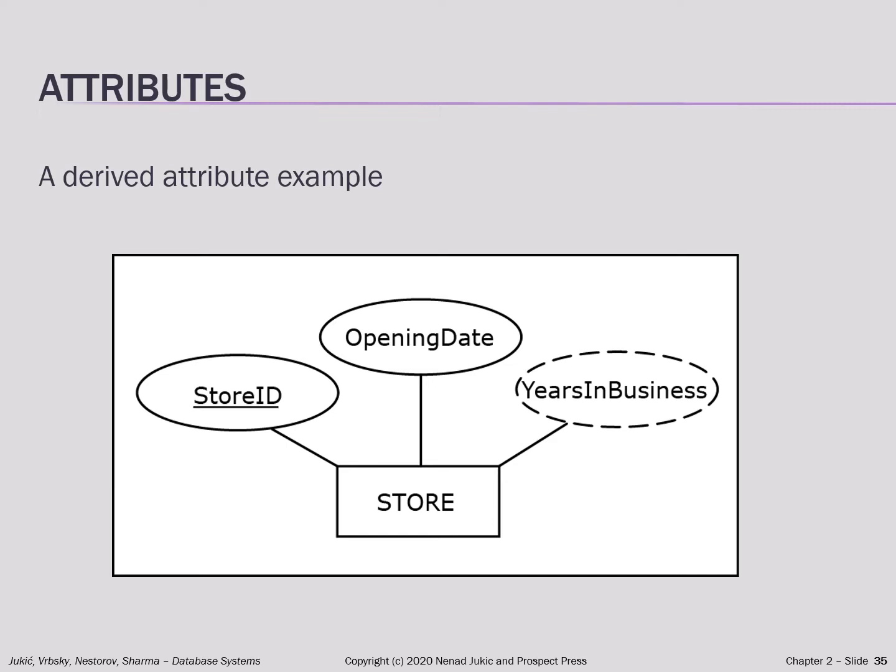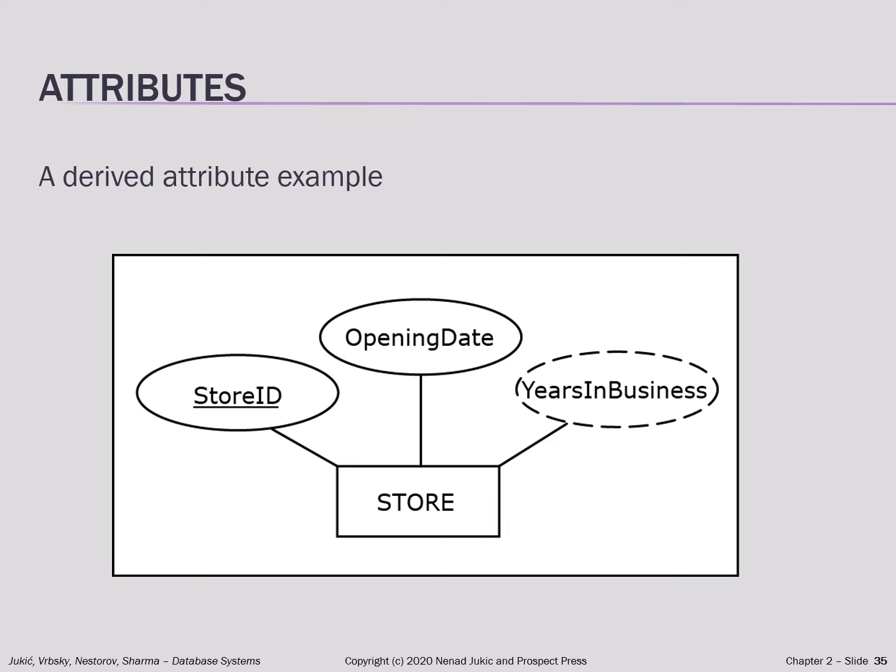Derived attribute is depicted by a dashed oval. It is derived because we have all the information among stored attributes to derive it. In this case, we can derive years in business from opening date and current date that every computer keeps track of. So we don't have to store years in business. We will store a formula which will say current date minus opening date.